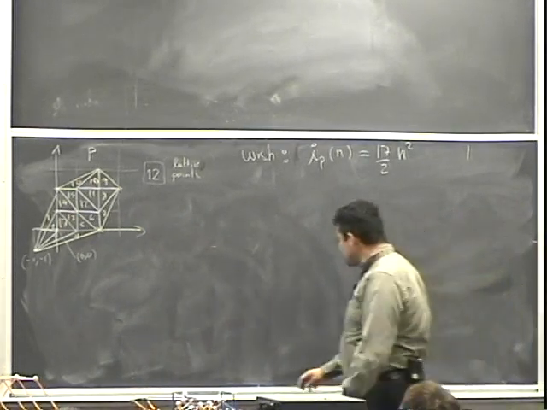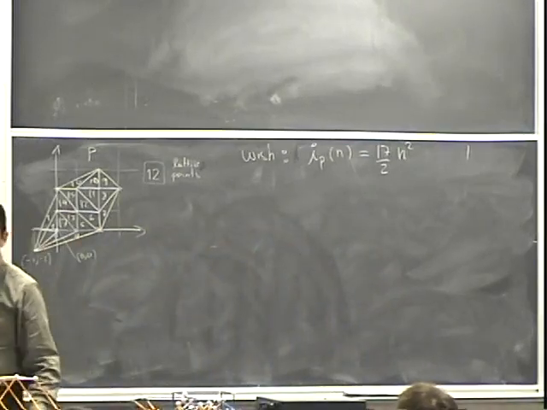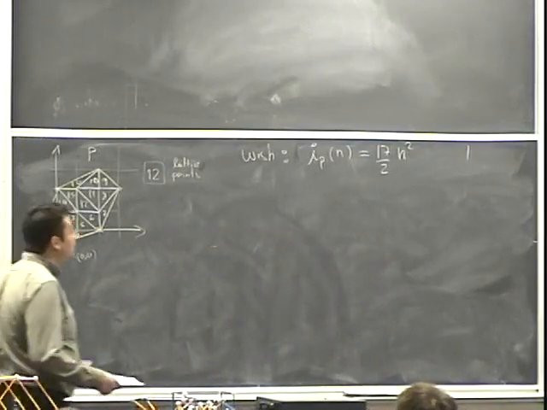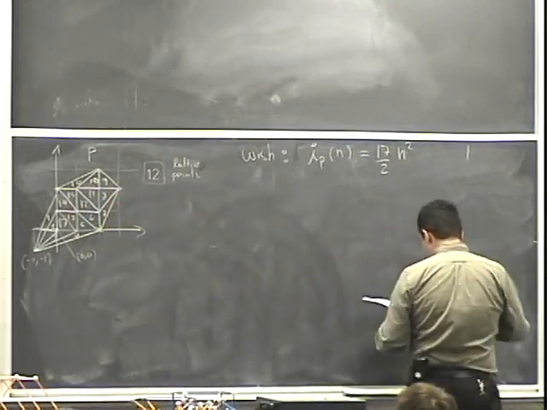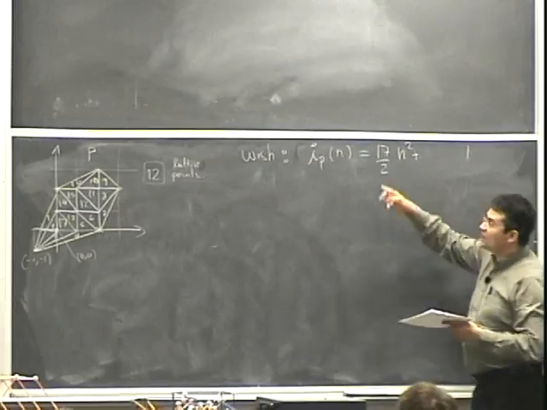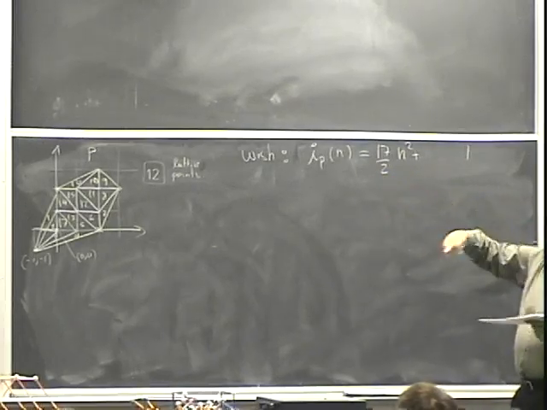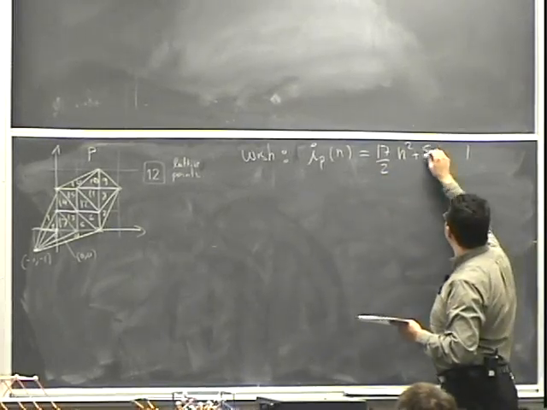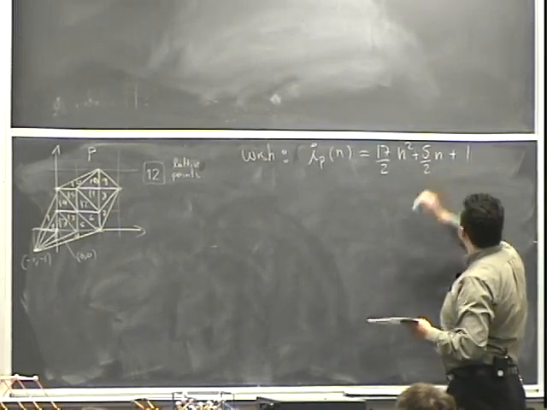Now the middle coefficient has also been understood. It has to do with the area of the boundary, the area counted in terms of the lattice points that are inside the boundary. So the middle coefficient will be 5/2.